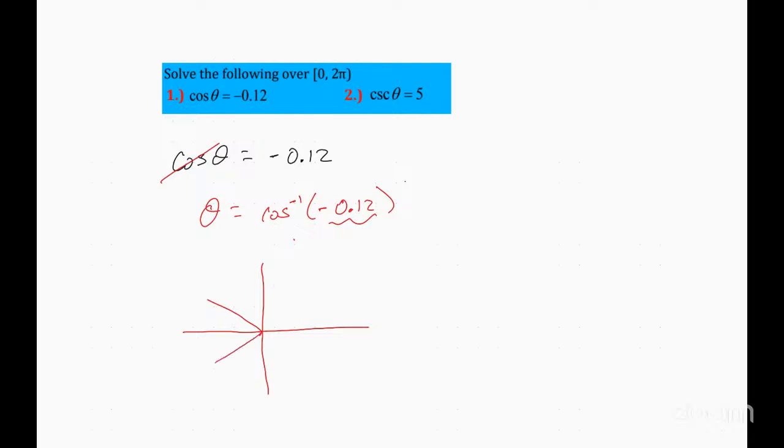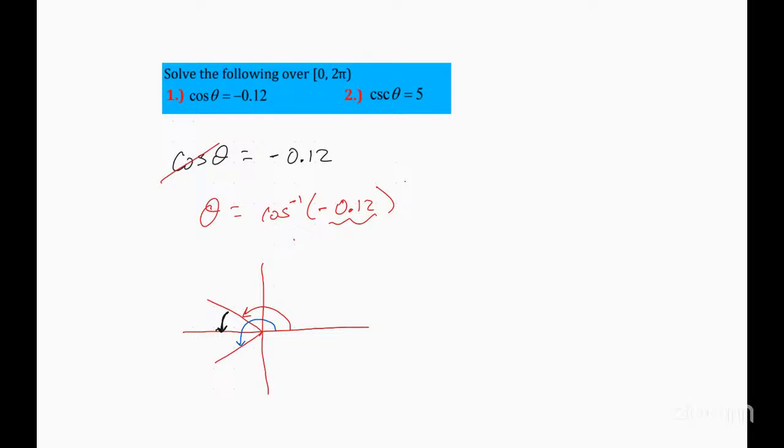Okay. So you need to find this answer right here by calculating. There's a couple ways you can do it, but by calculating the reference angle and then adding that to 180, or to pi. Remember, this is pi. Follow what I'm saying?